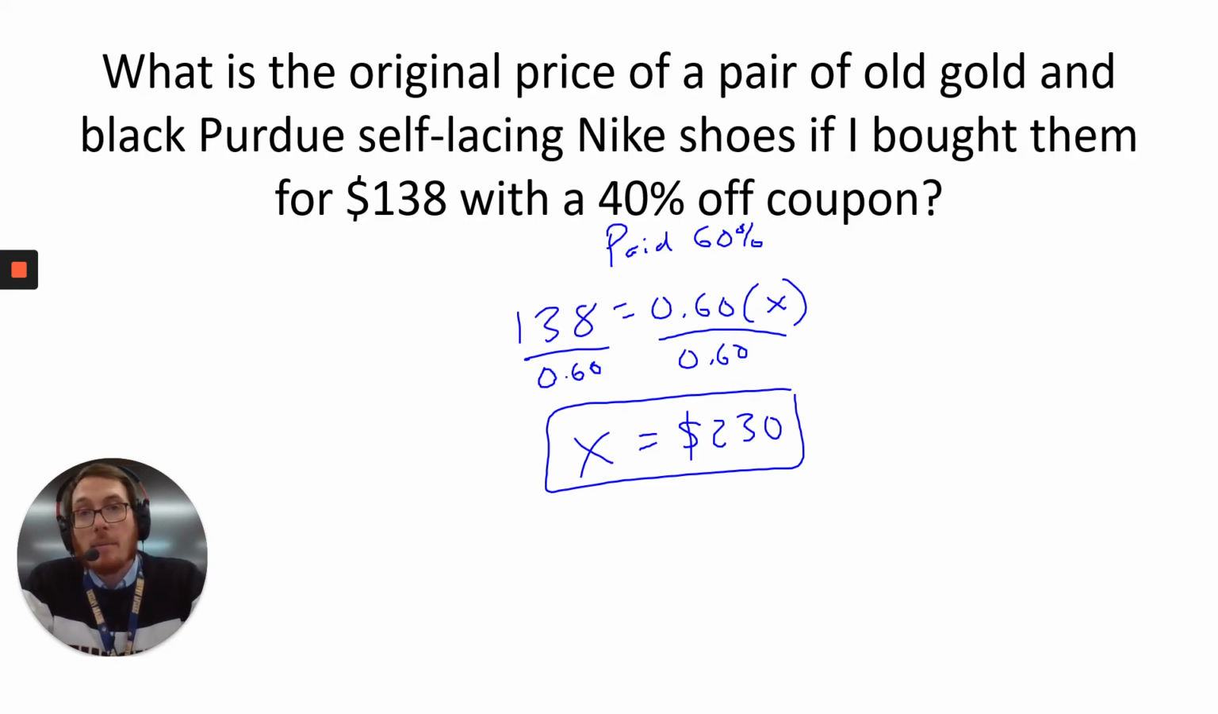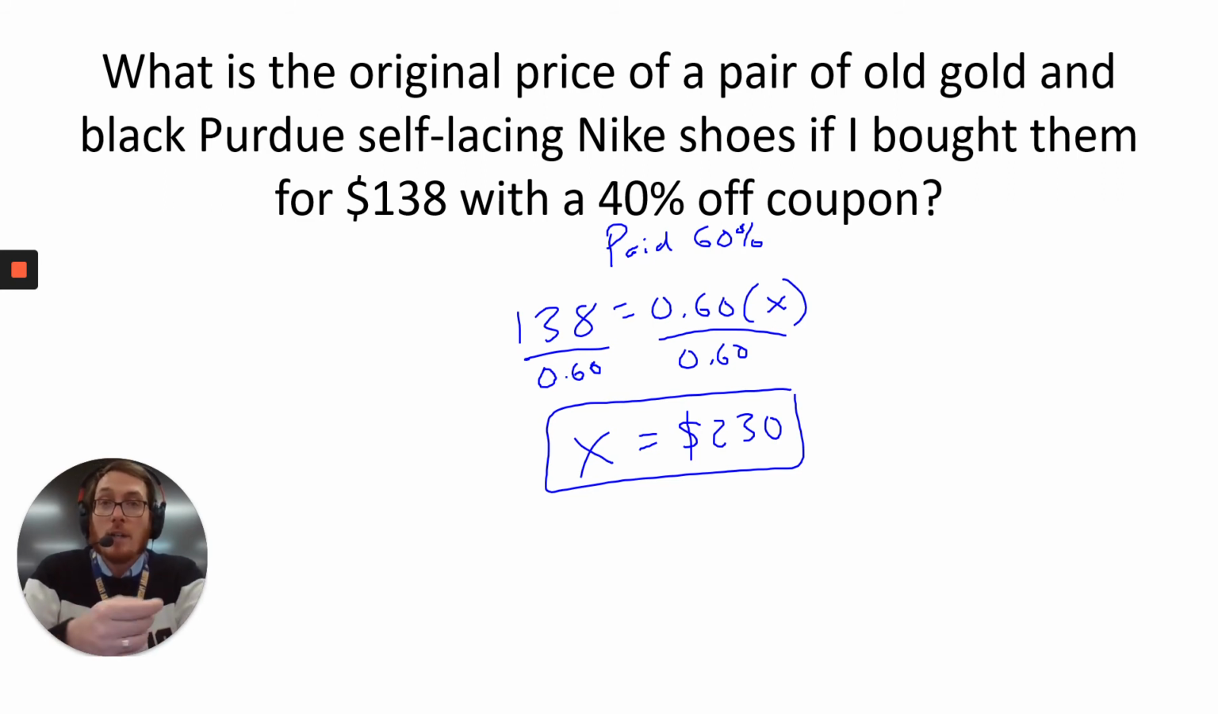Next one says, I'm going to buy a pair of old gold and black Purdue self-lacing Nike shoes, like from Back to the Future or something. Okay, I bought them for $138, but that was with a 40% coupon. Okay, 40% off. So if it was 40% off, I paid 60%. So then the part, $138, is the final price, equals 60% of the original price. You have to think to yourself, shouldn't my original price be higher? If you solve this and get an original price that's lower, you messed up because it's in the wrong spot.